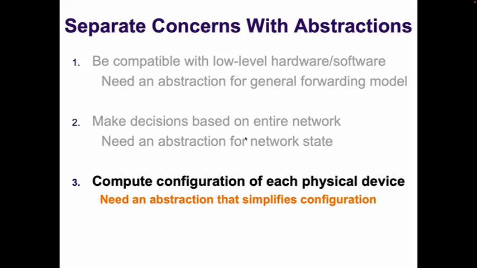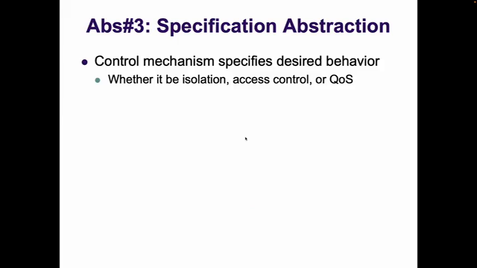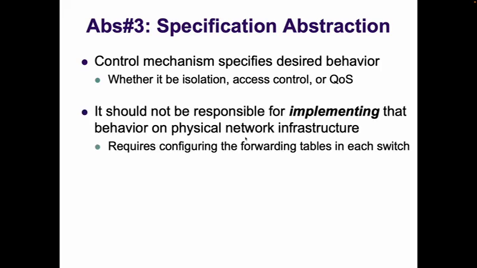So now we get to the third abstraction, which is compute the configuration of each physical device. The point is that's actually a real pain. If I'm trying to write a control program, and I actually have to compute what the forwarding state of every physical device should be, that's often quite difficult. So you want to avoid that. And so the third abstraction is what I call a specification abstraction. The control mechanism specifies the desired behavior, whether it be isolation or access control or QoS or something, but it should not be responsible for implementing that behavior on the actual physical network, because that actually requires computing what the forwarding state should be everywhere.